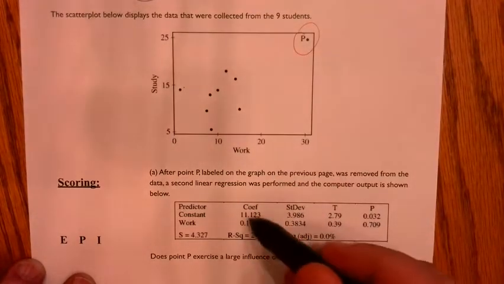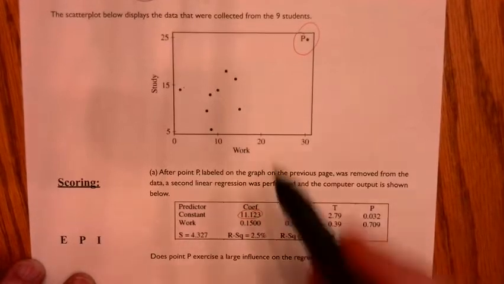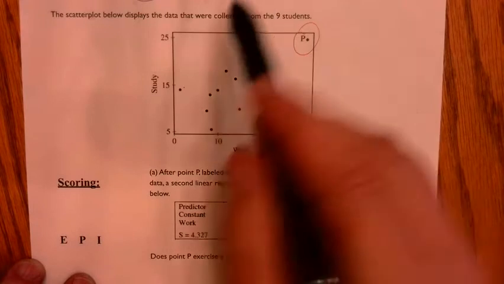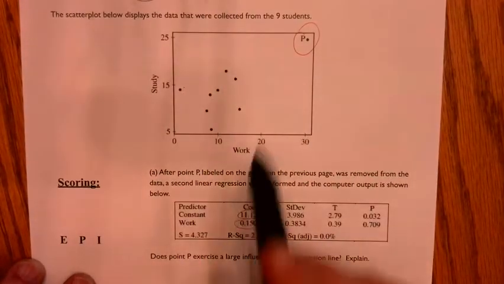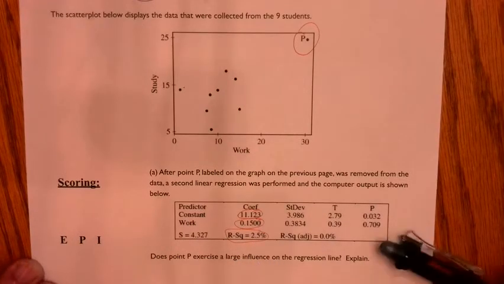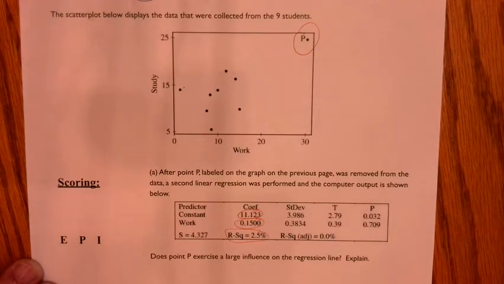Look, the y-intercept changed. The slope went from 0.49 to 0.15. It changed, and the R squared value went from 47.6 to 2.5. Yeah, that made a huge change. So the answer is yes.